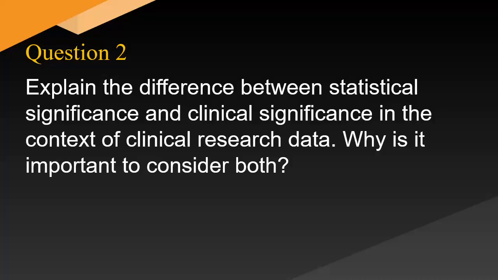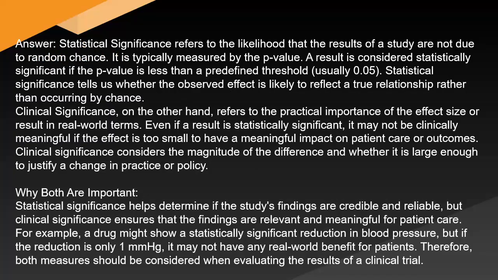Explain the difference between statistical significance and clinical significance in the context of clinical research data. Why is it important to consider both? Answer: statistical significance refers to the likelihood that the results of a study are not due to random chance. It is typically measured by the p-value. A result is considered statistically significant if the p-value is less than a predefined threshold, usually 0.05. Statistical significance tells us whether the observed effect is likely to reflect a true relationship rather than occurring by chance.